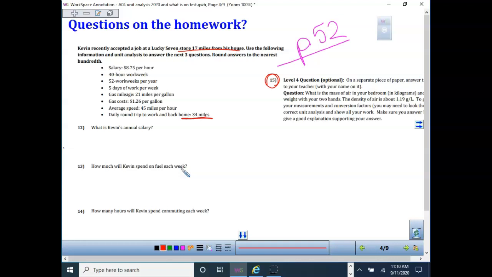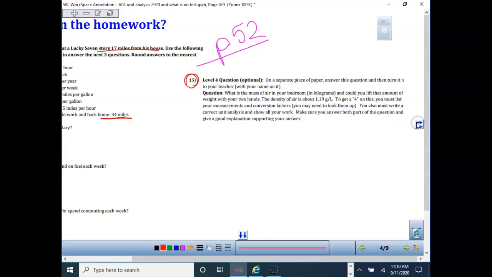Is gas price going to be any part of our commute? No. Is gas price going to be used in 13? For sure, it's going to be used in 13. So you're going to look at that. So I want you to just read through number 4.